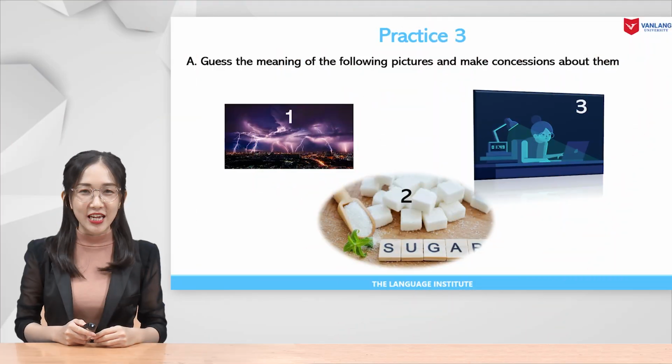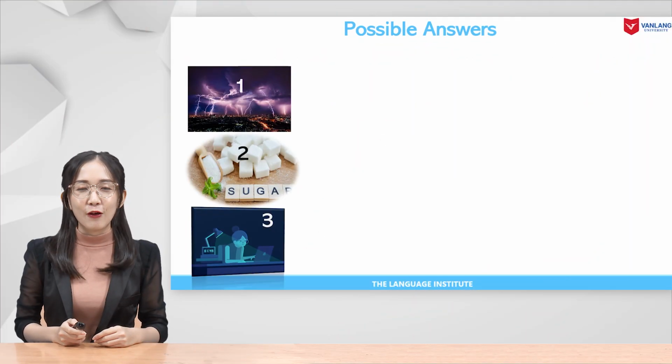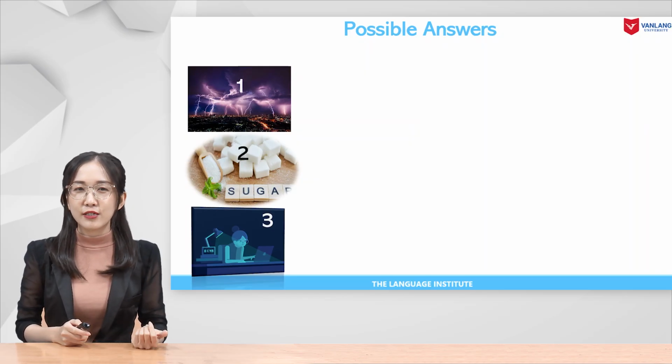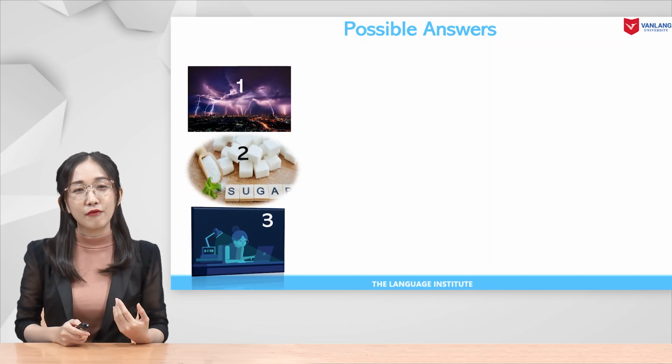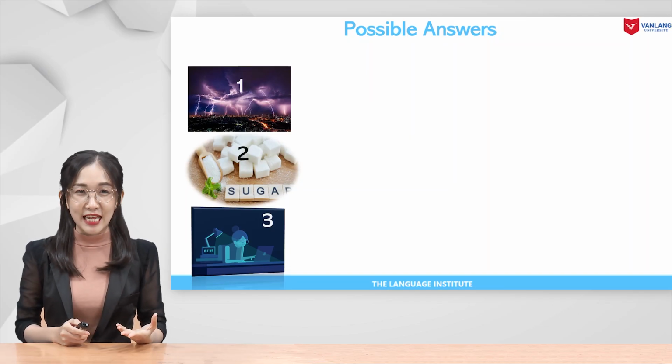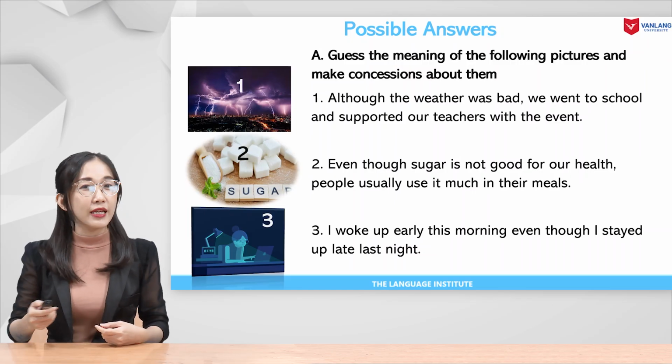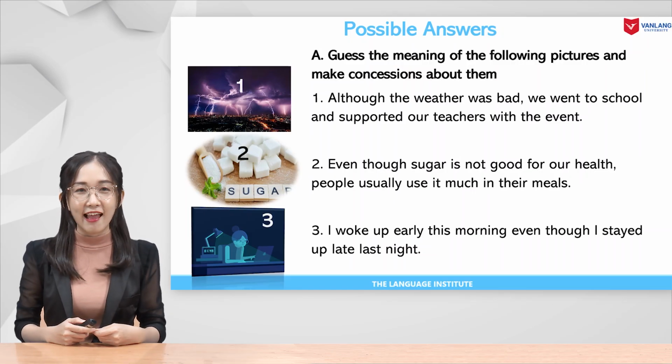Now it's time to check the answers together. For number 1, what is your guess? So is it about bad weather, rainy day, something like this? So the answer is, although the weather was bad, we went to school and supported our teachers with the events.